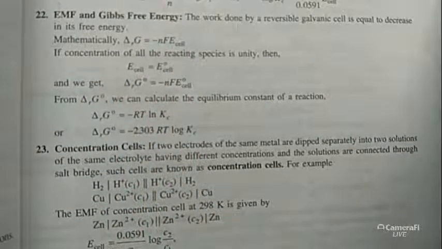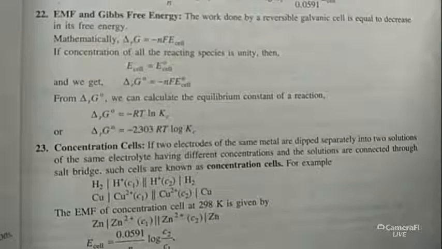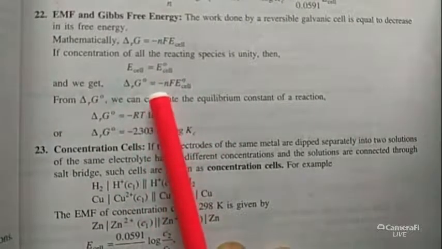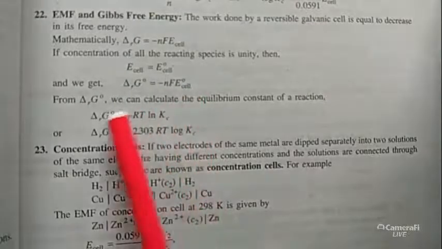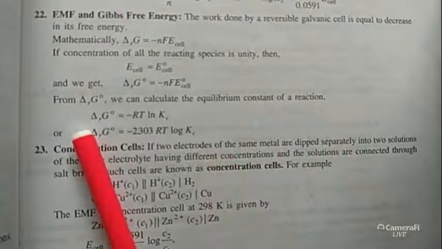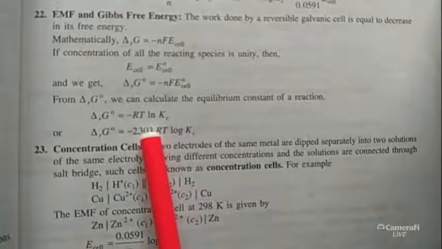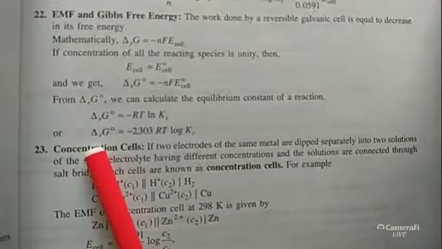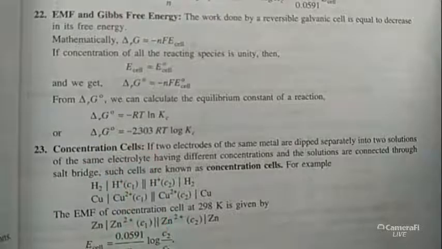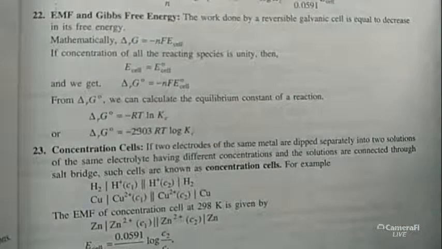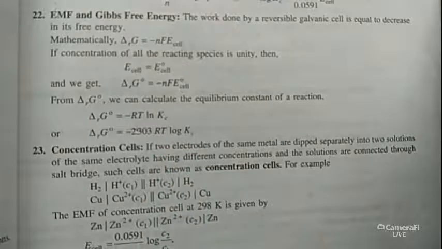If the concentration of all the reacting species is unity, then E cell equals E0 cell, or we can write delta rG0 equals minus nFE0 cell, from which we can calculate the equilibrium constant of a reaction, or we can write delta rG0 equals minus RT ln Kc. Kc is the molar concentration constant. Now when you substitute the value, delta rG0 equals negative 2.303 RT log Kc. Make one correction, it is 2.303.